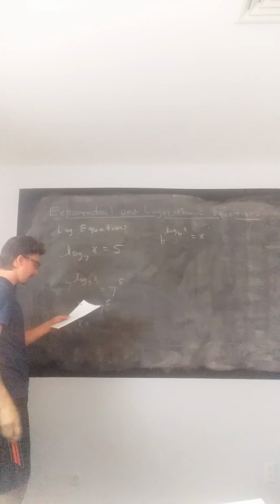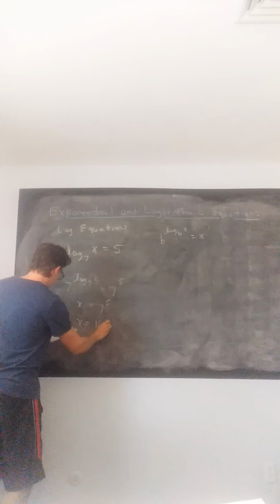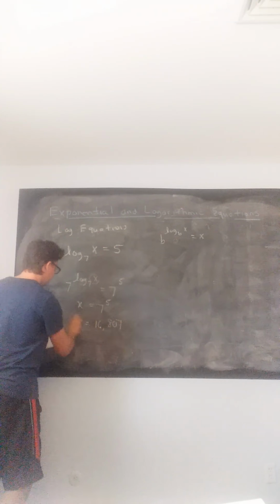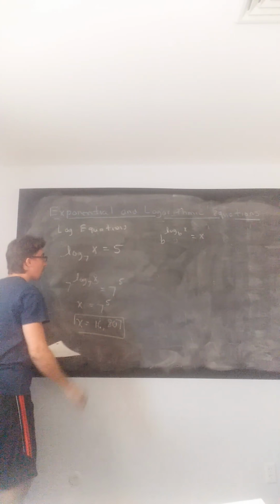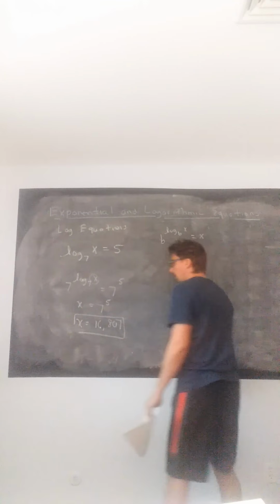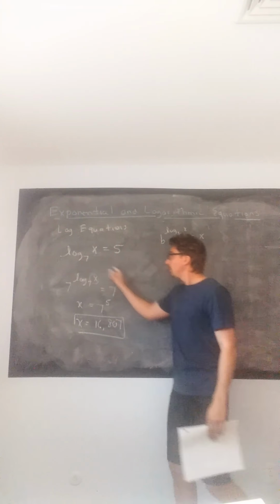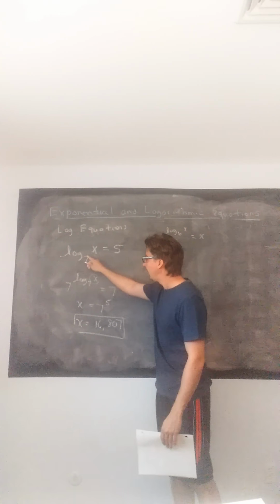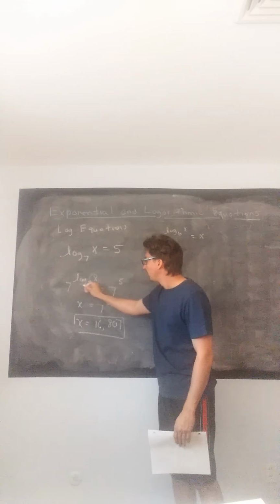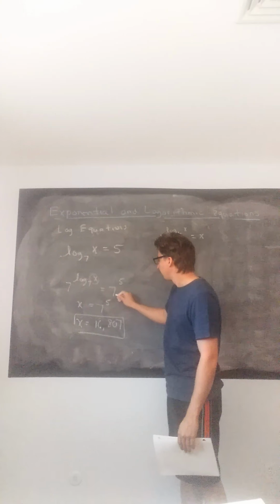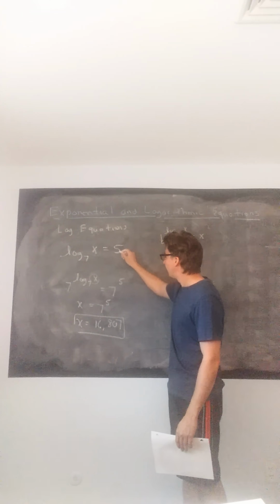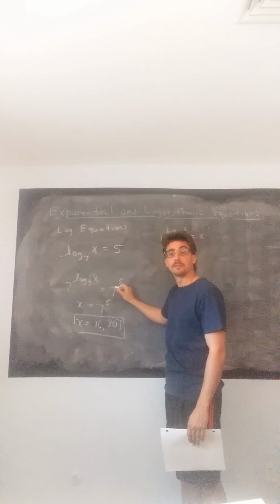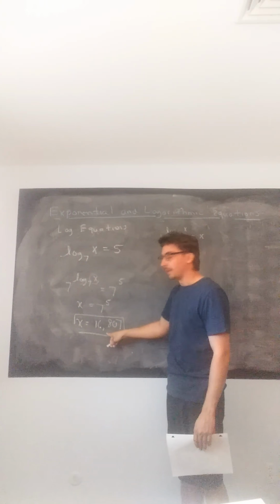and that's a rather large number. That's 16,807. So this is a pretty simple log equation to solve. Again, we use the base down here, raise it up to that log. Take this number on the right hand side, raise that up by 7 as well. And then we get our answer. So this isn't too bad.